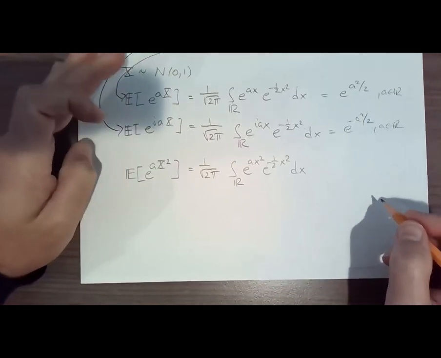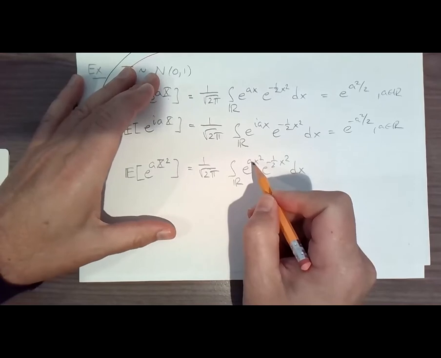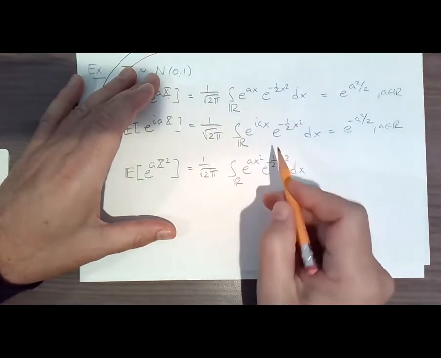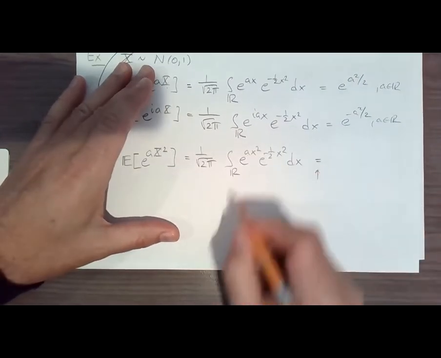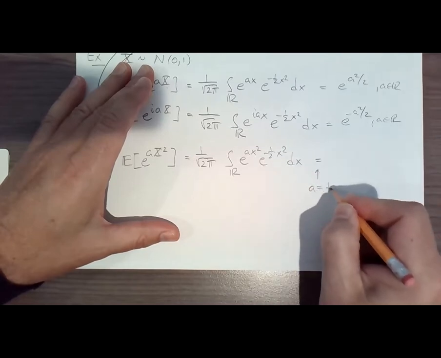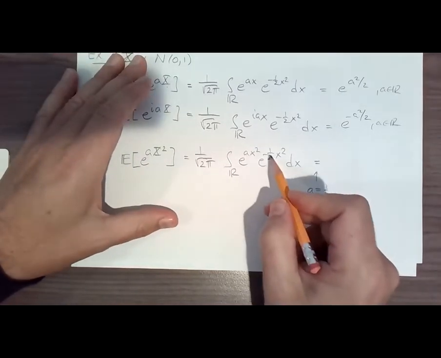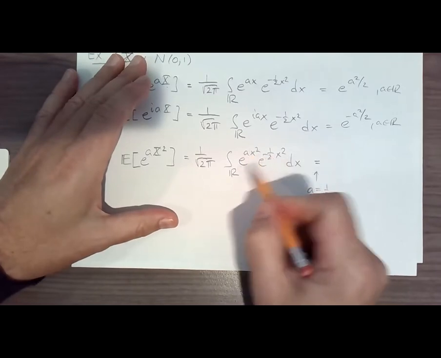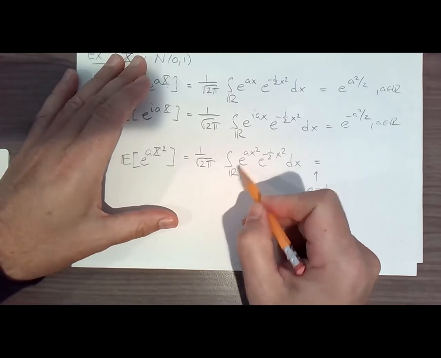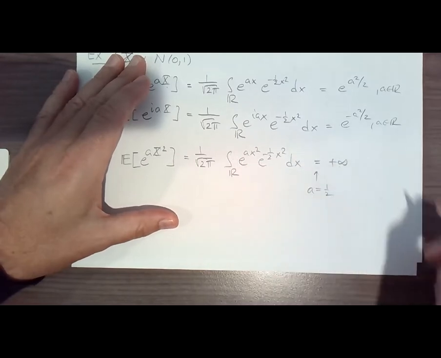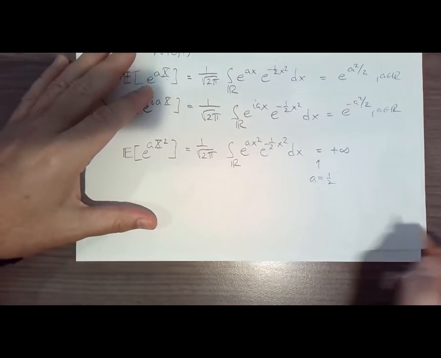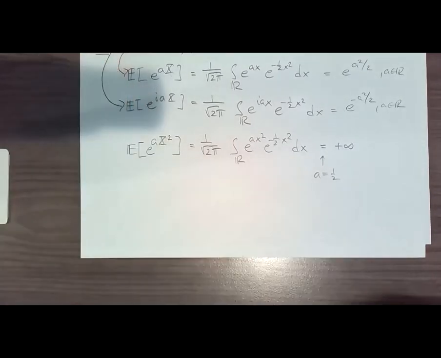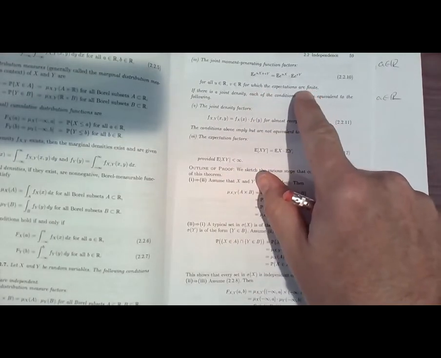But now you can see there's trouble, right? Because if a here is big, this thing explodes. But let's take a to be a half. If I take a to be a half, then what do I get? I get a half here, minus a half here. They will cancel out. I'll integrate 1 from minus infinity to plus infinity. This is equal to plus infinity. So it explodes. And this is what Steve is getting at when he writes over here. You need this word finite.